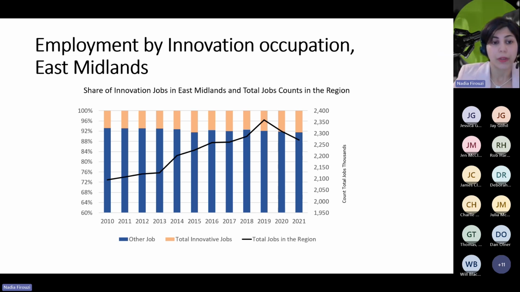This chart shows the share of innovation-related jobs in the East Midlands from 2010 to 2021, while total jobs in the region, the black line as you can see here, increased until 2019 and slightly dropped after 2019. Innovation jobs, in orange color on top, show a constant growth from 6 to 8%. When we come to the year 2021, it is about 8% of the total jobs in this region, East Midlands. And the share of innovation jobs has been slightly increasing, even when the number of jobs was decreasing. So this is good news that they are focusing more on innovative jobs.